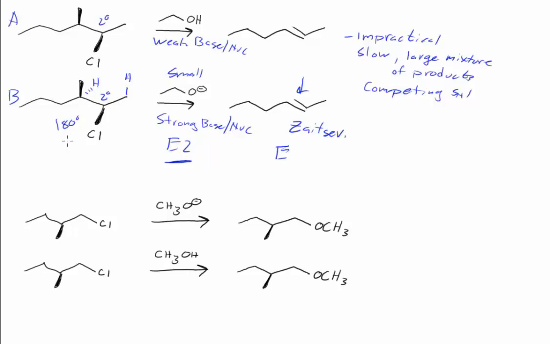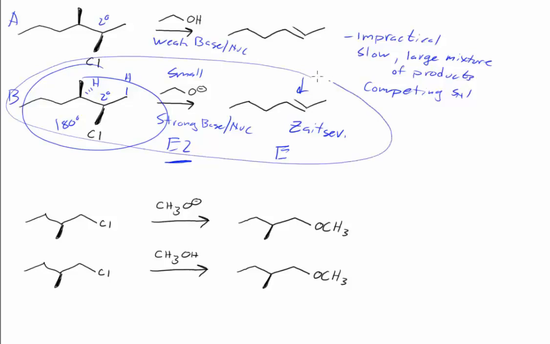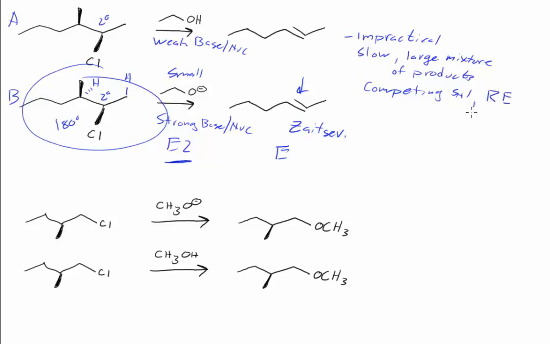I think the best answer is to circle B, and then, actually we'd circle the whole thing, but I'm trying not to be messy here. We'd circle the entire scheme of B, and then we'd write that basically A is impractical because it's slow, it has a weak base, weak nucleophile. It would give us a large mixture of products, and we'd get some competing SN1 type chemistry. We might get a rearrangement because we know that E1 and SN1 go through the cation intermediate, and that would give us another number of products that could form.